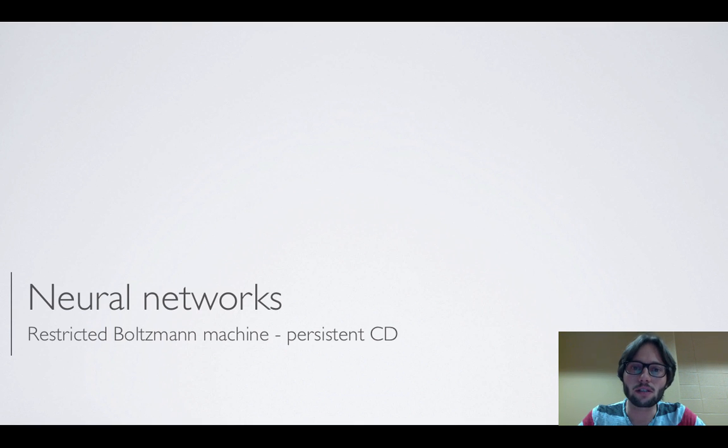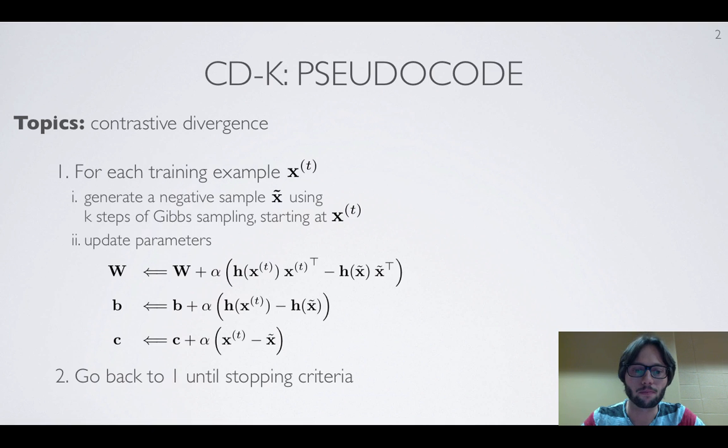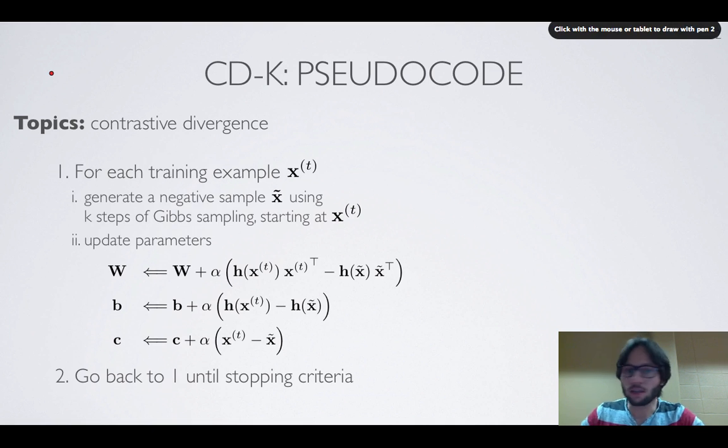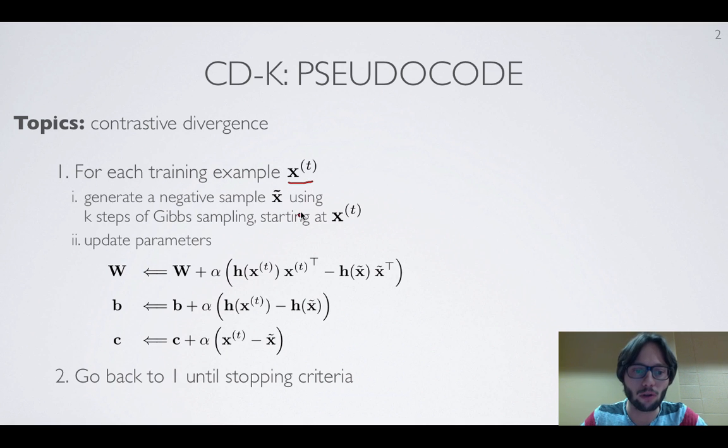In this video, we'll discuss a variant of the contrastive divergence algorithm known as persistent contrastive divergence. So we've seen that contrastive divergence is actually a fairly simple algorithm for training restricted Boltzmann machines. It requires that for each training example, we sample what we call a negative sample, x tilde, which is generated by performing just a few steps of Gibbs sampling, which is initialized at the training observation xt.